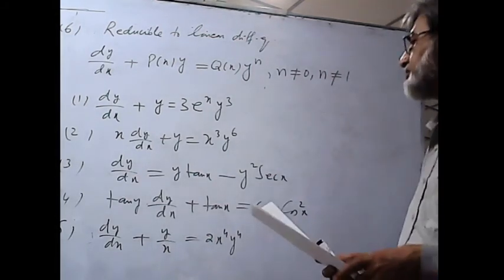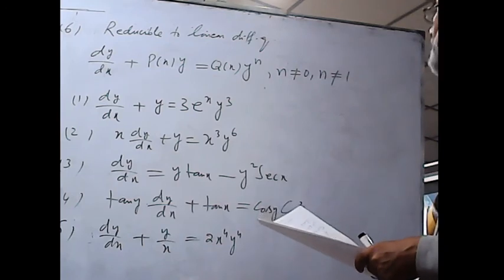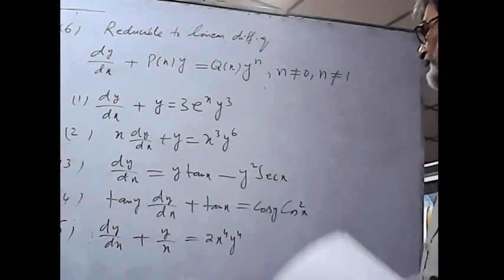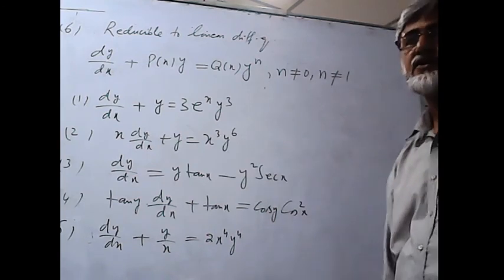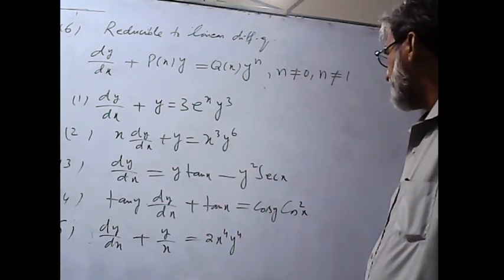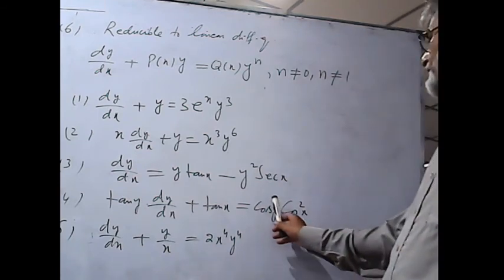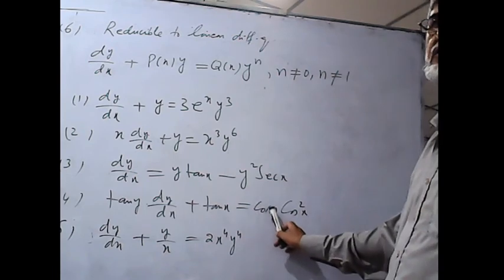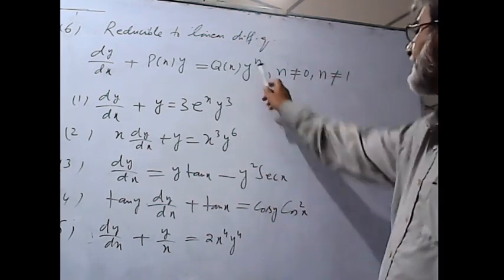Now question numbers 1, 2, 3 and 5 are of a similar form. They maintain the right hand side form y power n, with the value of n other than 0 and 1. Now question number 4 does not involve a right hand side polynomial function y power n. So the term involved is non-linear, as cos y. Cos y is considered a non-linear term instead of y power n.